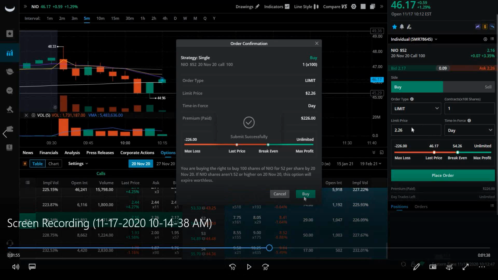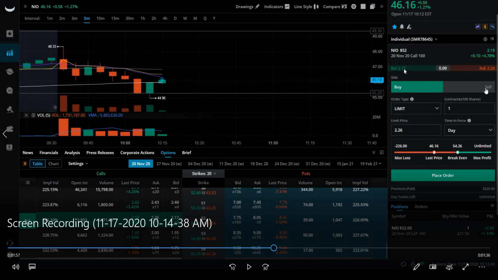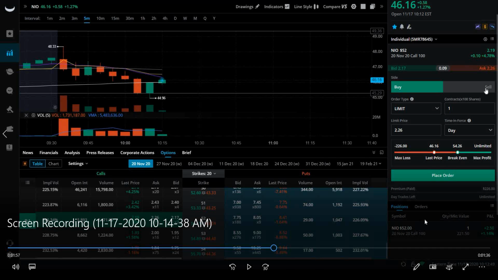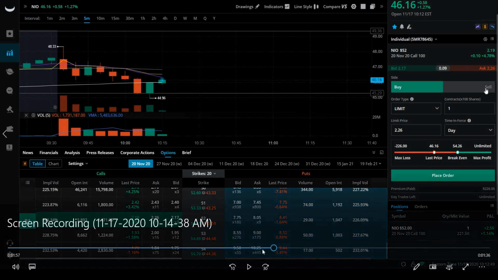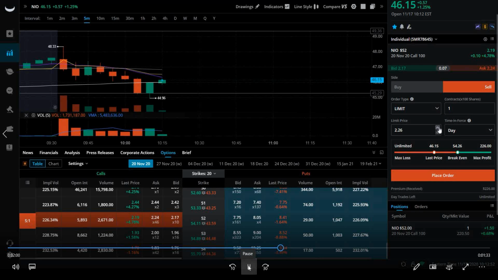So I hit the limit on the ask and I hit the buy button. And surprisingly, I got filled at 2.19, which is pretty good. Really close to the bid. I don't know if that's just pure luck, but I got an awesome fill on that. It doesn't show my average down here, but I got filled at 2.19. That's what the order says. I can pull that up after.